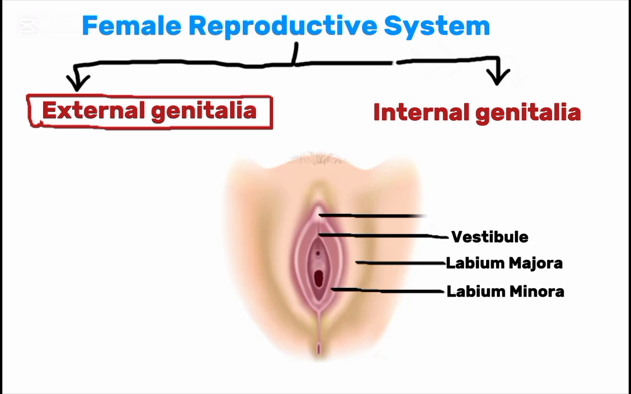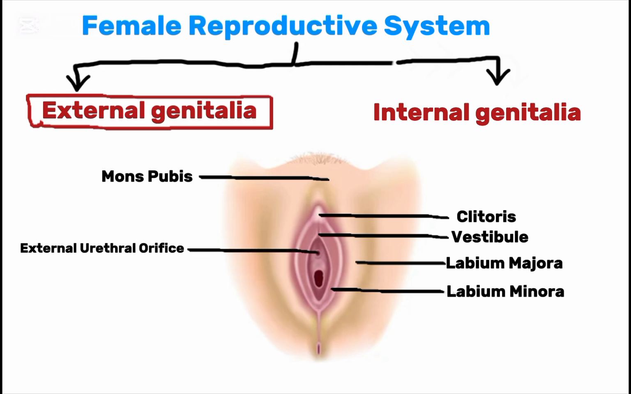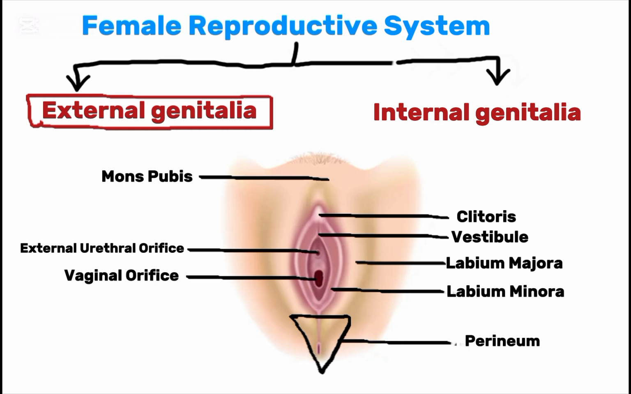There is a small area that corresponds to the penis in a male, the clitoris, and it contains various nerve endings and plays an important role in sexual pleasure. This is the external urethral orifice that is for excreting urine during urination. This is the vaginal orifice that is the passageway for sperm during intercourse and also a site of menstruation. This triangular area between the external genitalia and anus is known as the perineum.